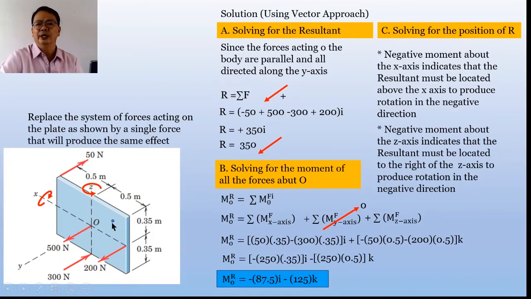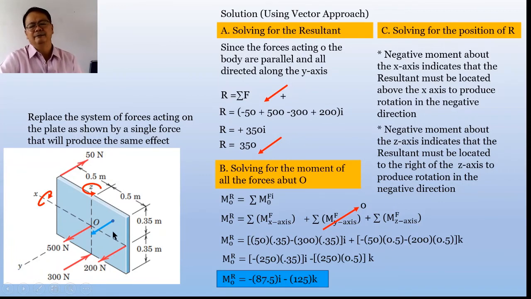Ipakita natin na kunwari ito yung point na kung saan dadaan dapat ang resultant. It is located above this x-axis and to the right of the z-axis. Imagine natin that this resultant will be directed in that direction. Makatuwid, itong resultant na yun will produce negative in the x and negative in the z-axis.